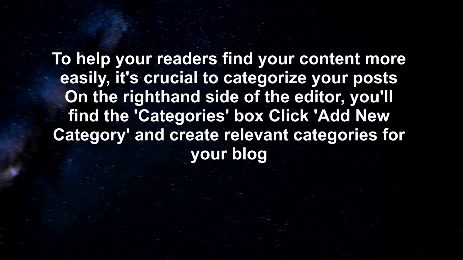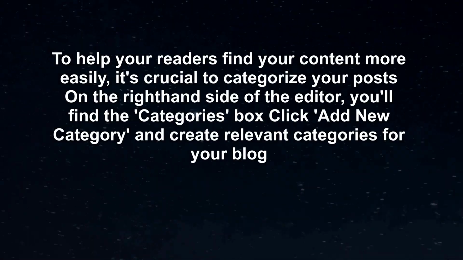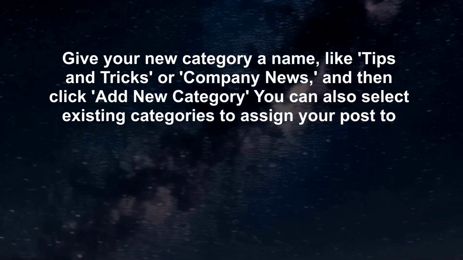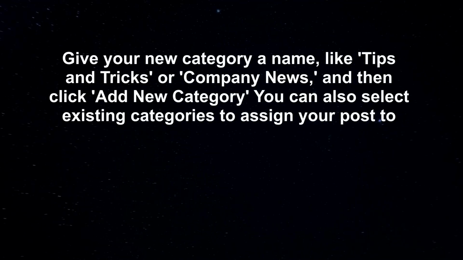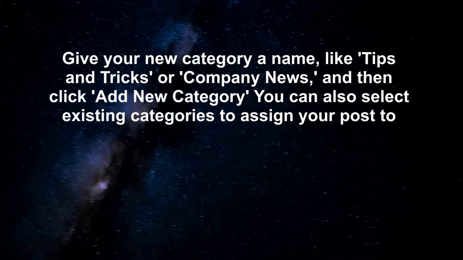To help your readers find your content more easily, it's crucial to categorize your posts. On the right-hand side of the editor, you'll find the Categories box. Click Add New Category and create relevant categories for your blog. Give your new category a name, like Tips and Tricks or Company News, and then click Add New Category. You can also select existing categories to assign your post to.